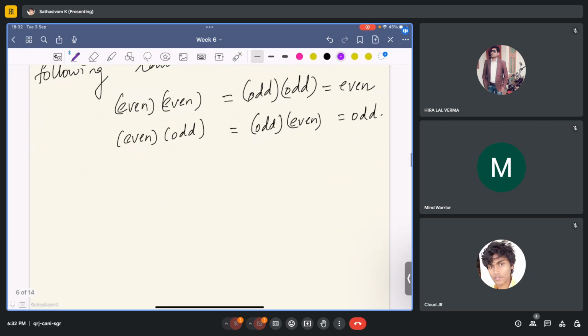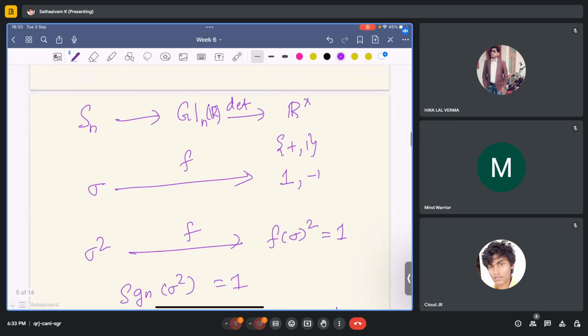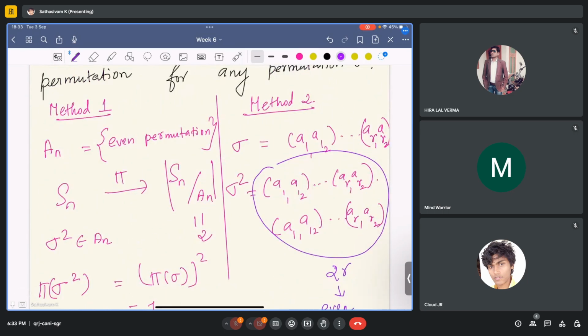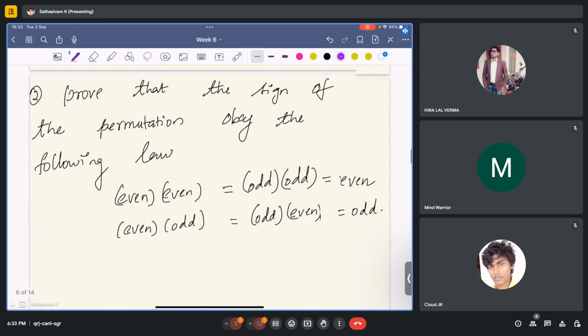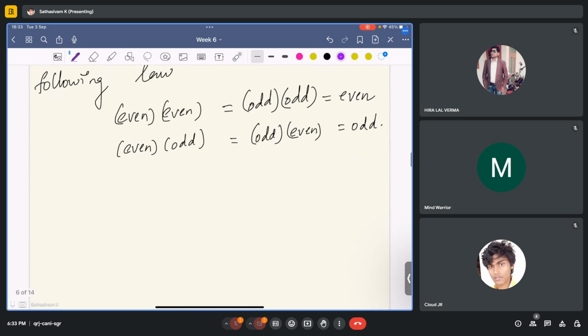There are many ways you can do it. For example, you can go via these maps, or you can just write it down like this and do it. Here at least I give you 3 methods, and similarly here also you can do it in multiple ways, but we will just do the easy ones.